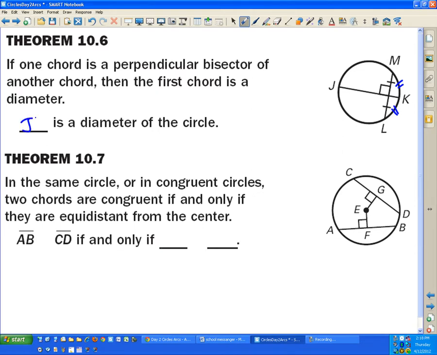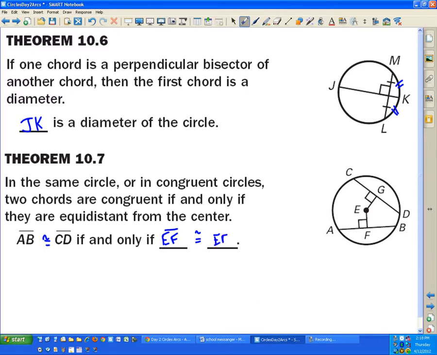And then finally, in the same circle or congruent circles, two chords are congruent if and only if they're equidistant from the center. So we're saying that AB is congruent to CD if and only if EF, the little segment EF, the distance to the chord, is congruent to the distance EG, which is the distance to the other chord.